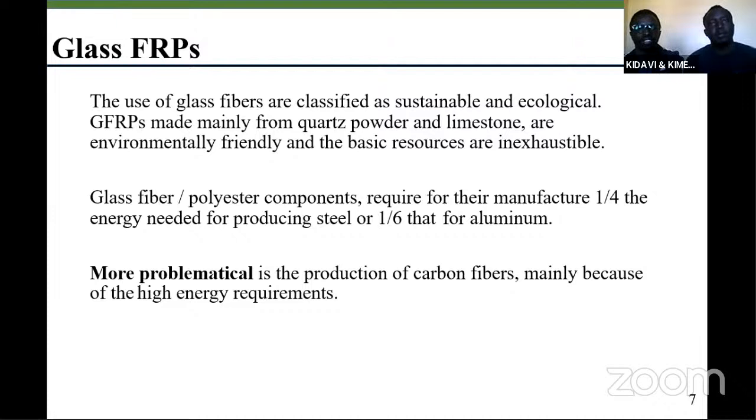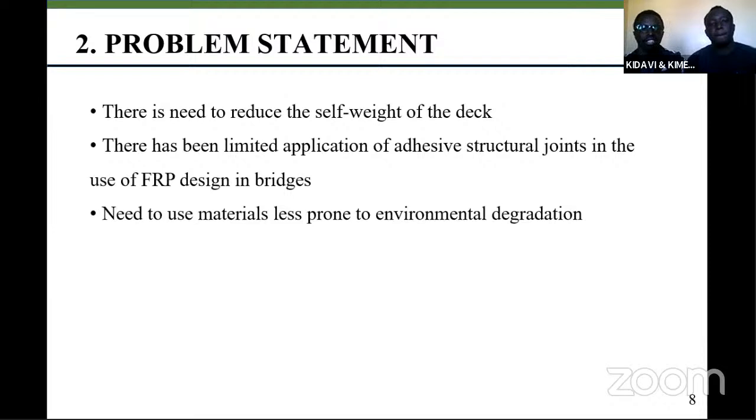Our project is focusing on glass fiber reinforced polymers, and they are classified as sustainable and ecological. That's why we are choosing them as our composites. More problematic is the production of carbon fibers, because of high energy requirements. So we are avoiding carbon fibers and choosing glass FRPs. Our problem statement is that there's a need to reduce the self weight of the deck. There has been limited application of adhesive structural joints in FRP bridge designs. And there's a need to use materials that are less prone to environmental corrosion.